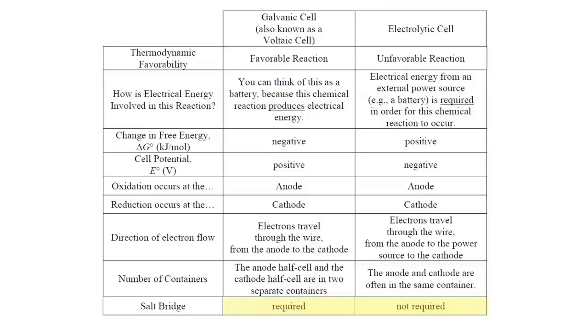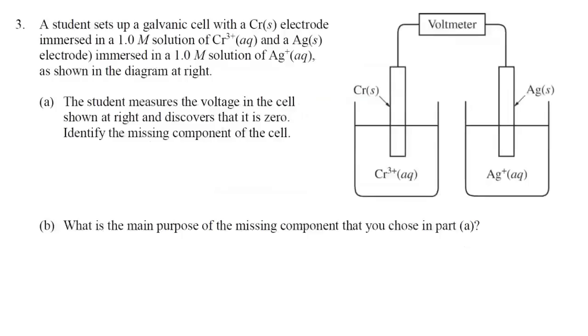All right, now let's take a look at question 3 in the packet. In question 3, it says, a student sets up a galvanic cell with a solid chromium electrode immersed in a 1 molar solution of aqueous chromium 3+ ions and a solid silver electrode immersed in a 1 molar solution of aqueous Ag or silver plus ions, as shown in the diagram at right. Part A. The student measures the voltage in the cell shown at right and discovers that it is 0. Identify the missing component of this cell.